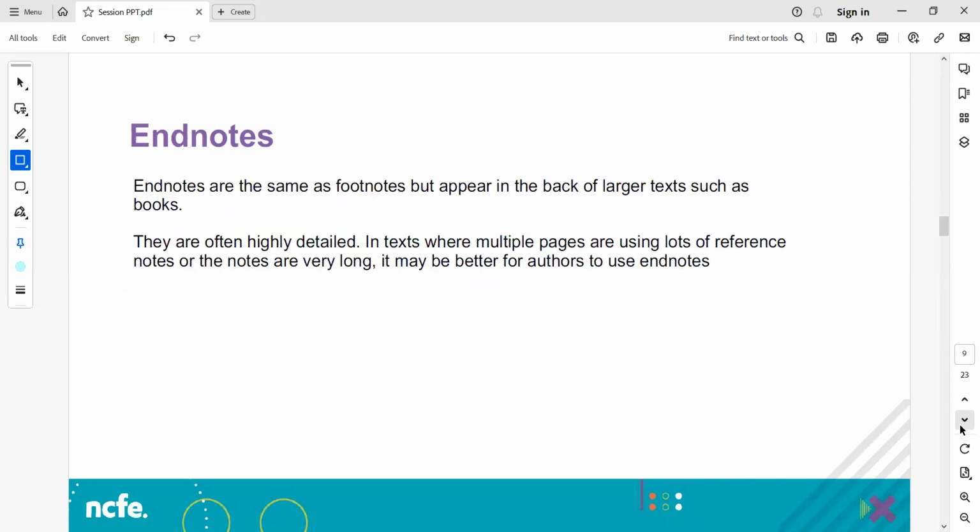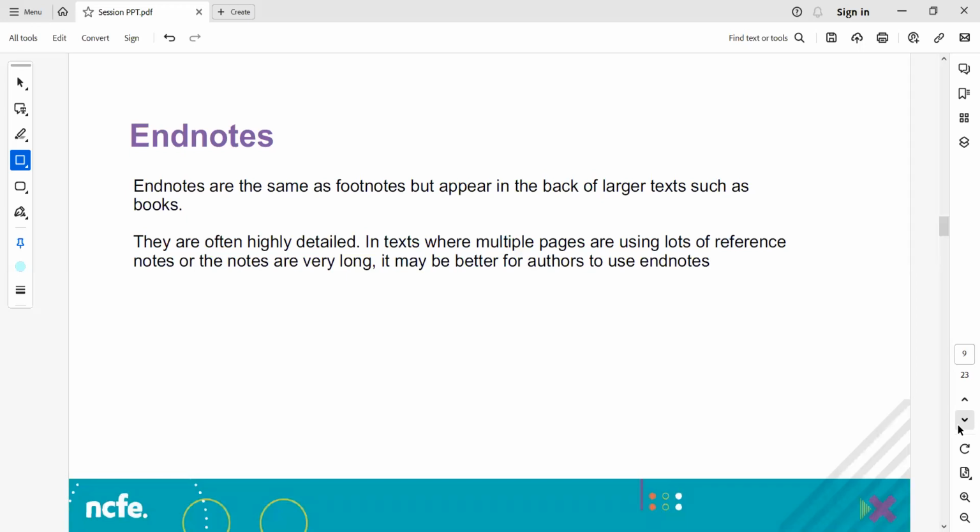And endnotes, they're exactly the same as footnotes, but rather than being at the bottom of the page, at the foot of the page, they're at the end of the text. So it may be because the endnotes themselves are extremely detailed. So it might be a lot of extra information, which, just for practicalities really, to put it on the page, it might take up half of the page.